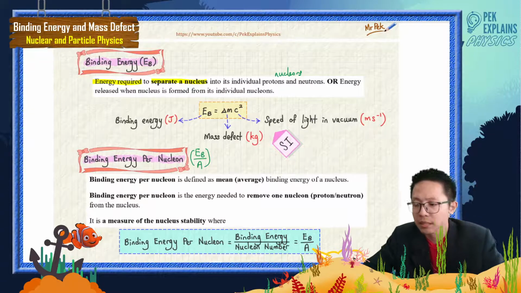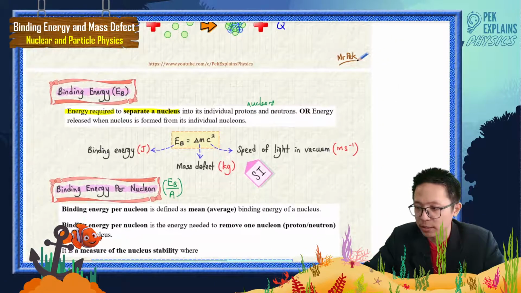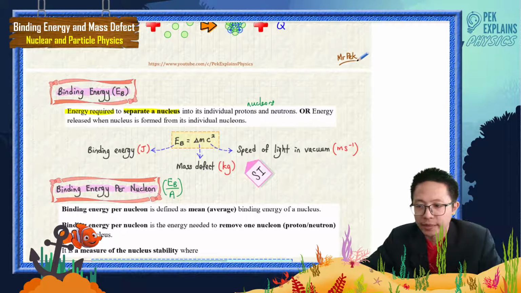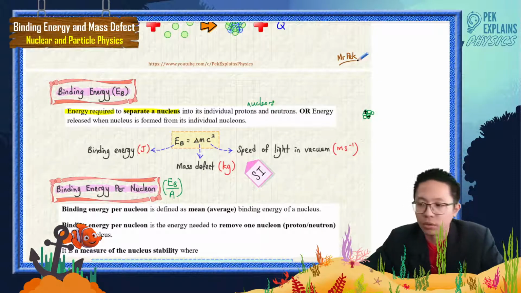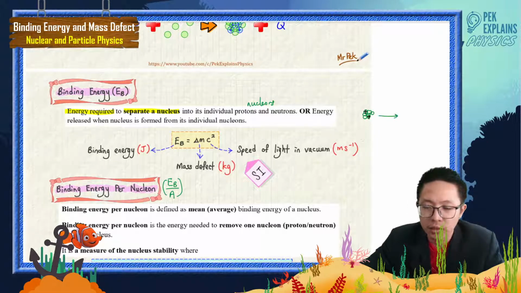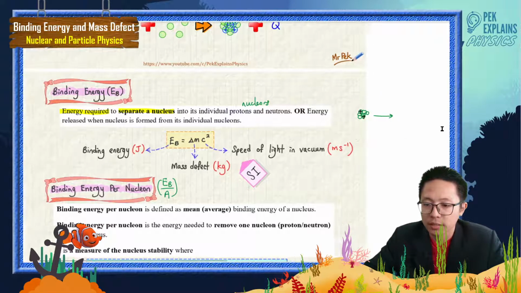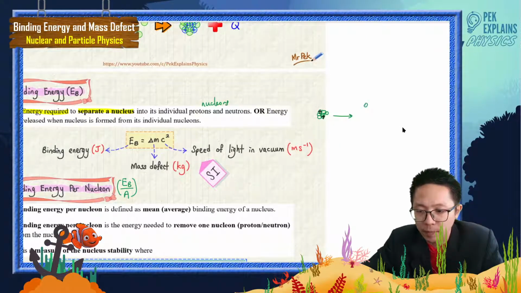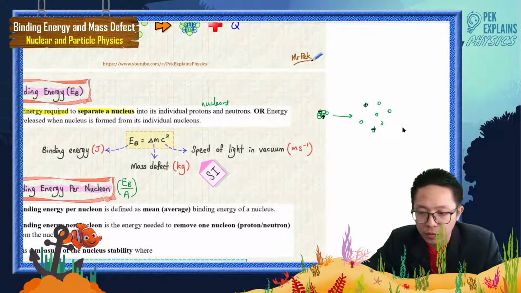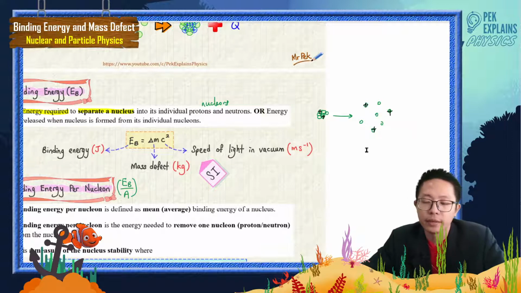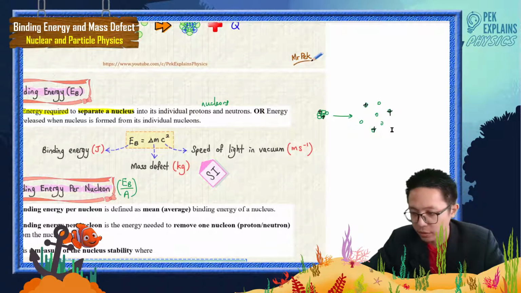That means binding energy is like this: we have a nucleus, and the nucleus has protons and neutrons all over. You separate the whole nucleus into all the individual protons and neutrons.